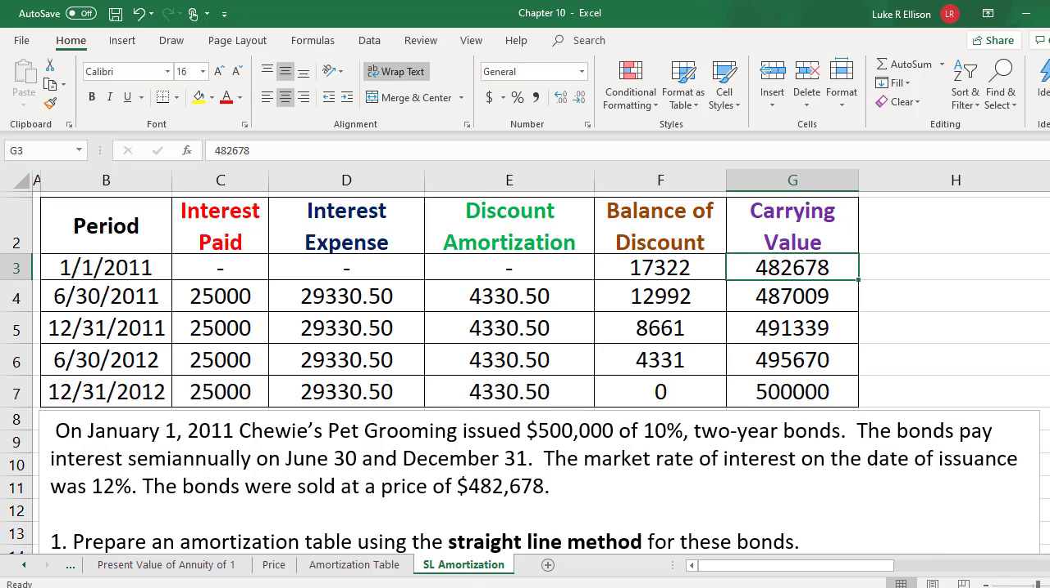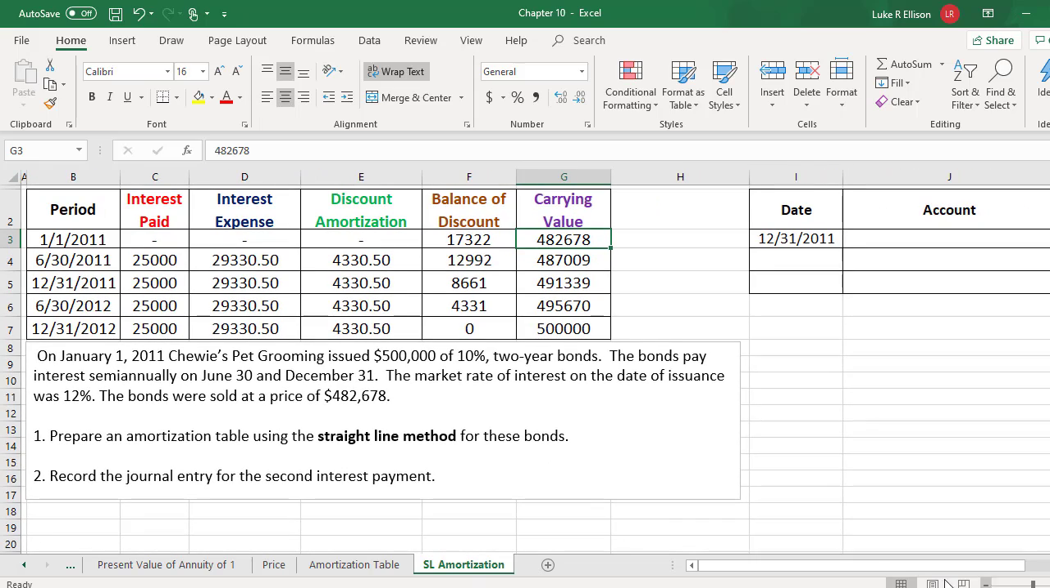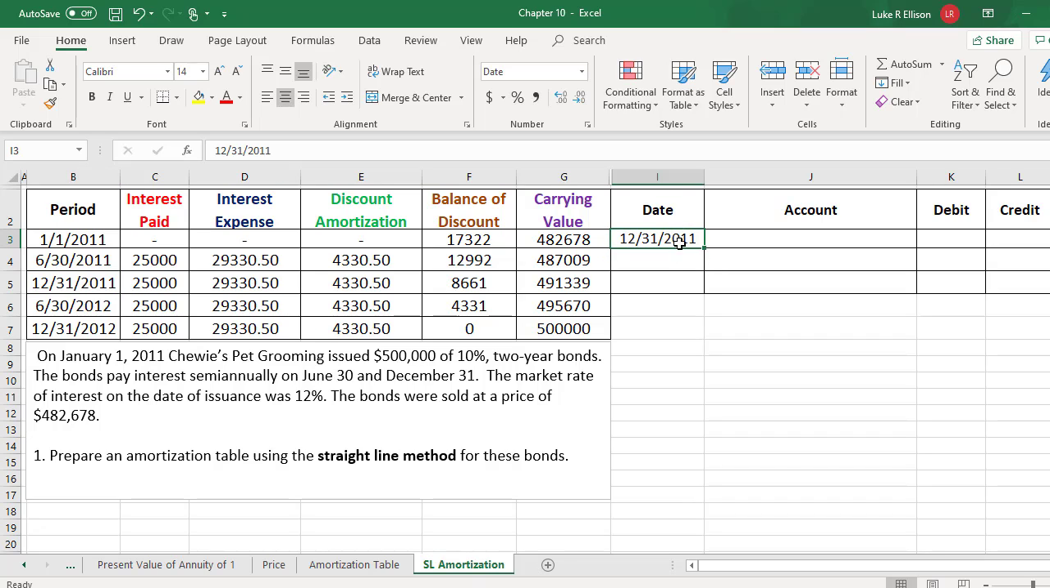So there's one more thing that I want to do, and that is part 2 right here, which says record the journal entry for the second interest payment. So the second interest payment is 12/31/2011, and I have some journal paper right over here, and that's why we have the date 12/31/2011. And all you really need is the first 3 columns of the amortization table. So let's first start with the interest expense.